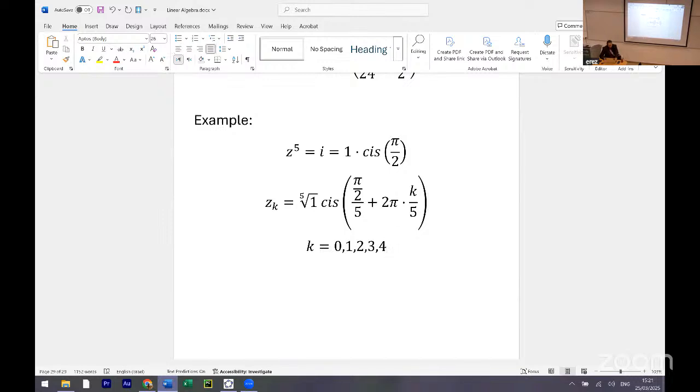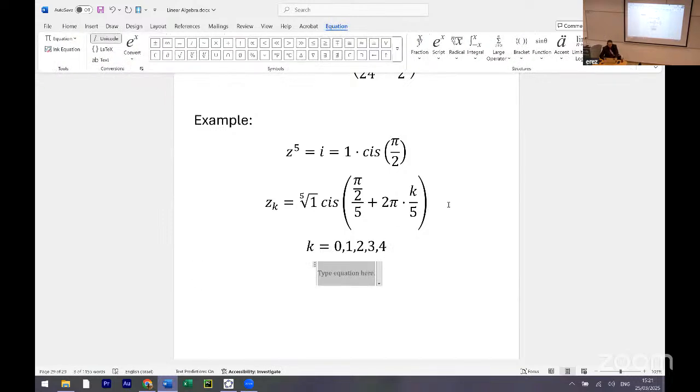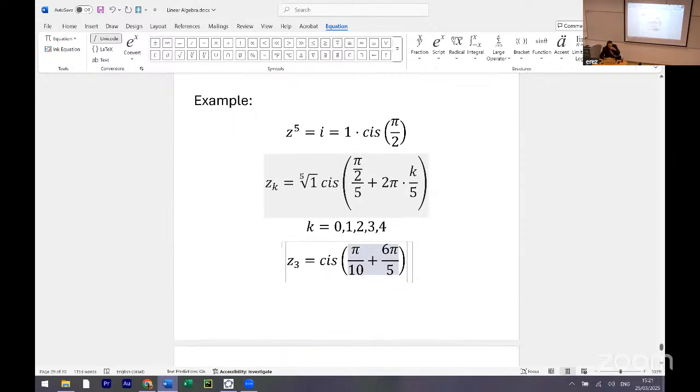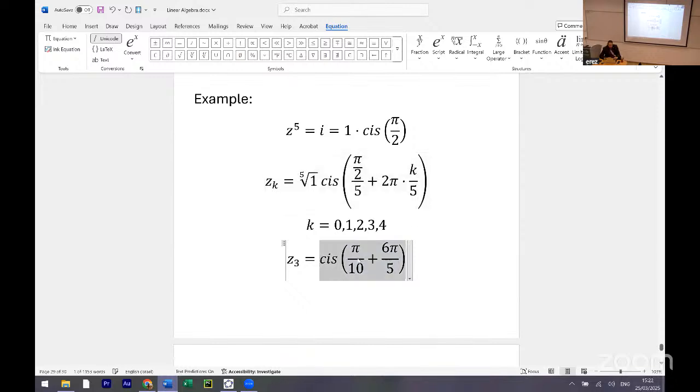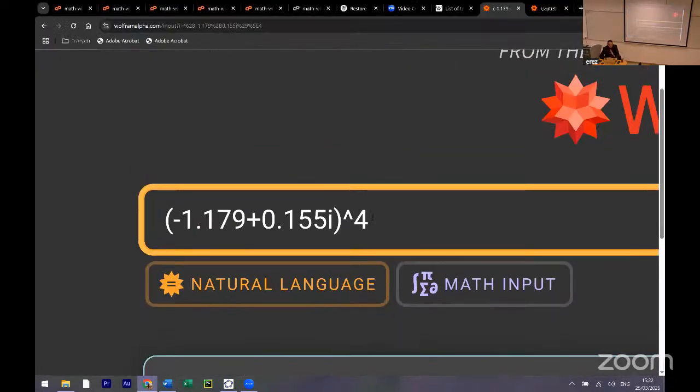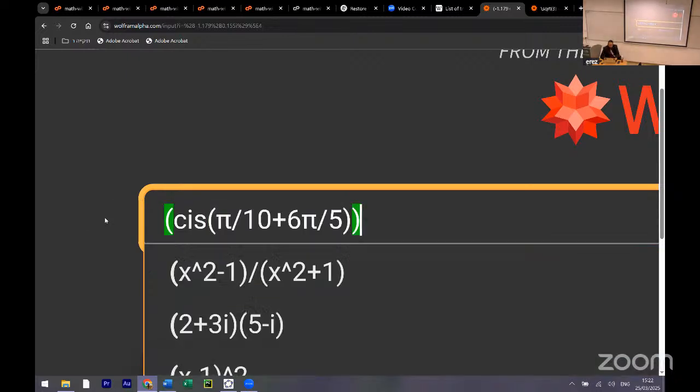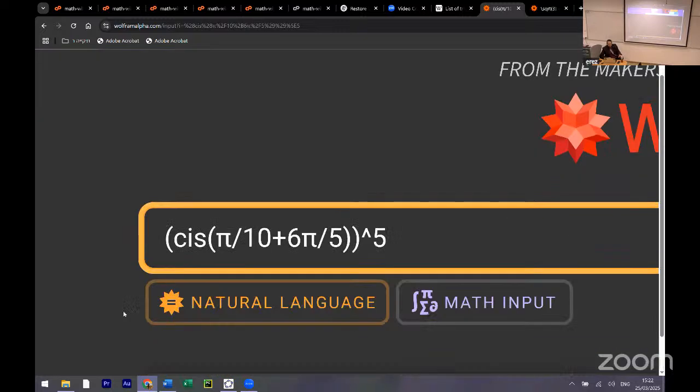Again, let's try one of them just for the sake of example. Z3. So what is Z3? The 5th root of 1 is 1, so I don't have to write it. It's the cis of 1/10 of a pi plus 6 pi over 5. And I claim that this number, when raised to the power of 5, gives you exactly i. Let's use Wolfram. So this number, to the power of 5, now it will be exact.